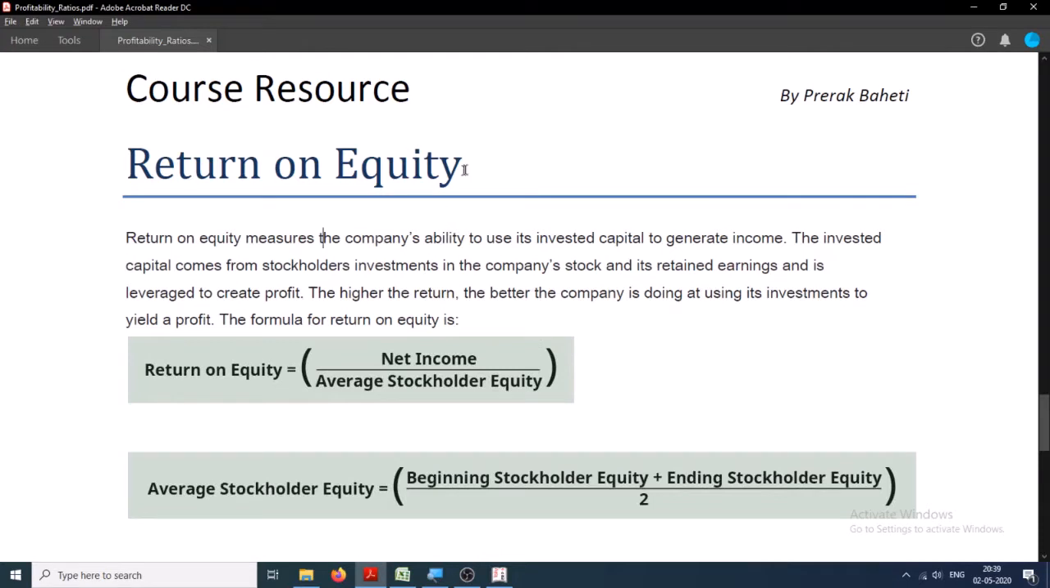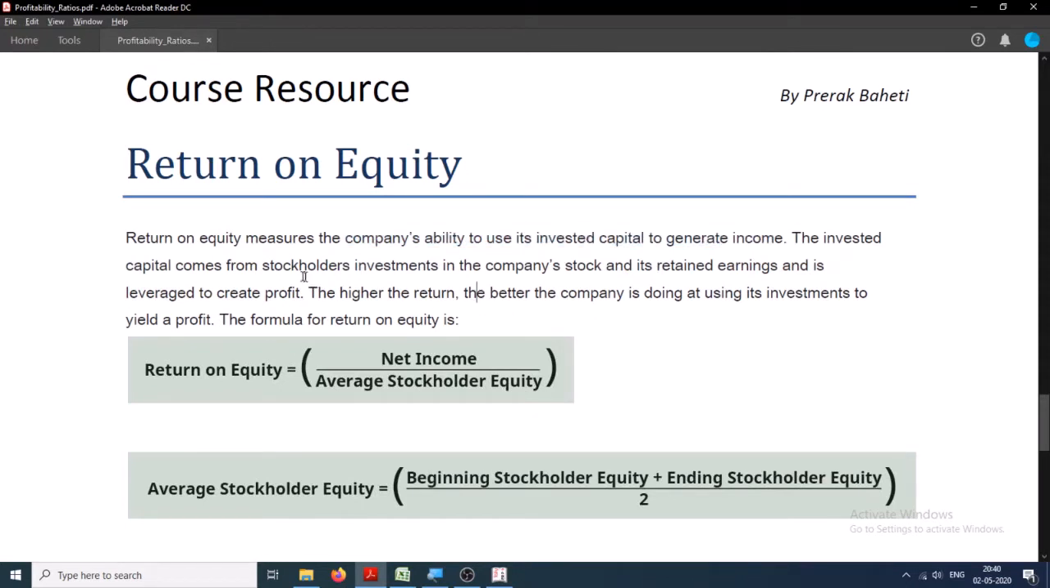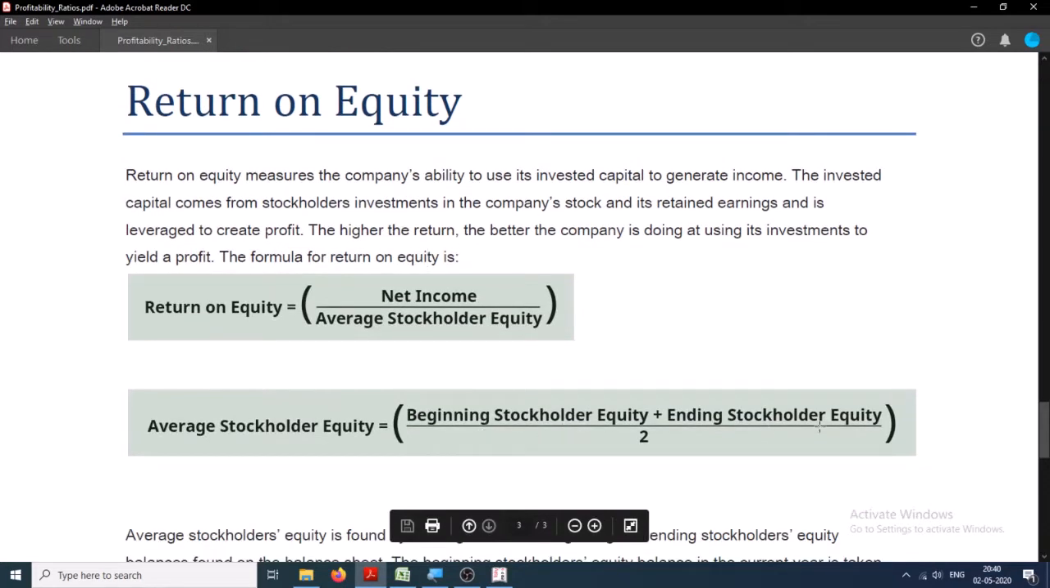Return on equity, often referred to as ROE. This ratio shows how much revenue is generated for the equity shareholders, basically the company's ability to use its invested capital to generate income. The ratio is net income divided by average stockholders' equity, opening plus closing divided by 2. The higher the better. It shows how well the company is doing at using its investment to yield a profit.